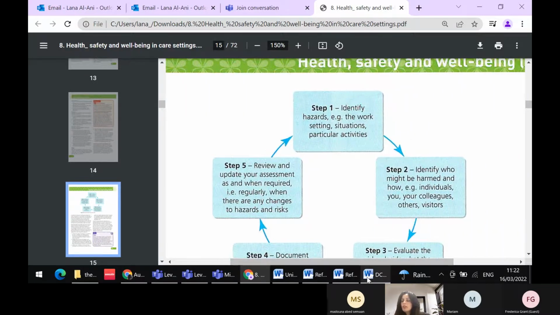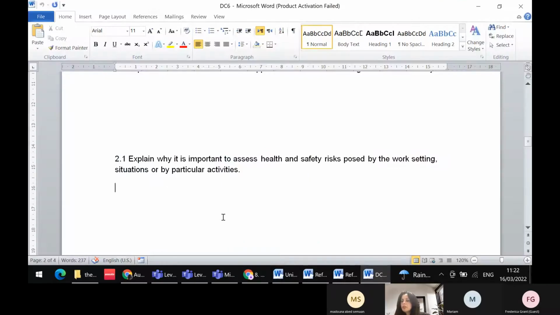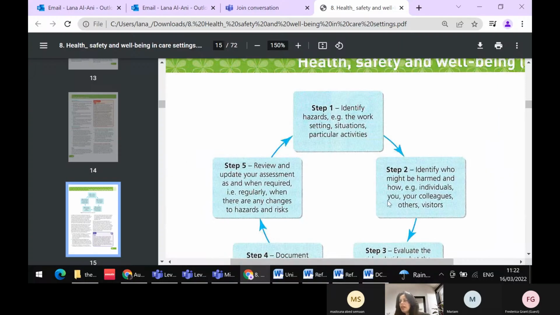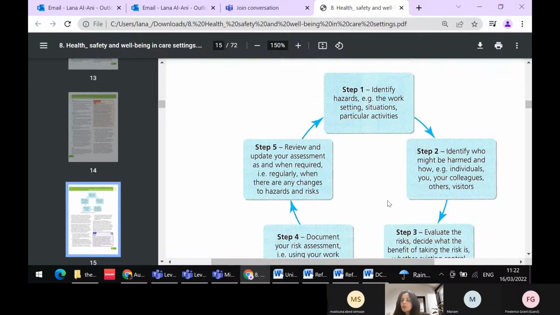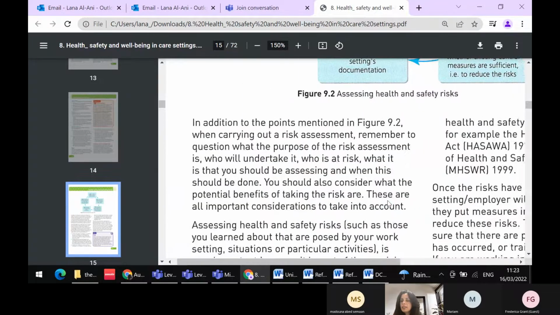So here, when you answer this question, you need to give examples of why it is important to assess the health and safety, because there are so many situations. As we said, we talked about so many situations. If we don't assess the health and safety procedure, then we might hurt ourselves, we might hurt others. Just talk about these examples. And also we need to talk about how we can assess them.